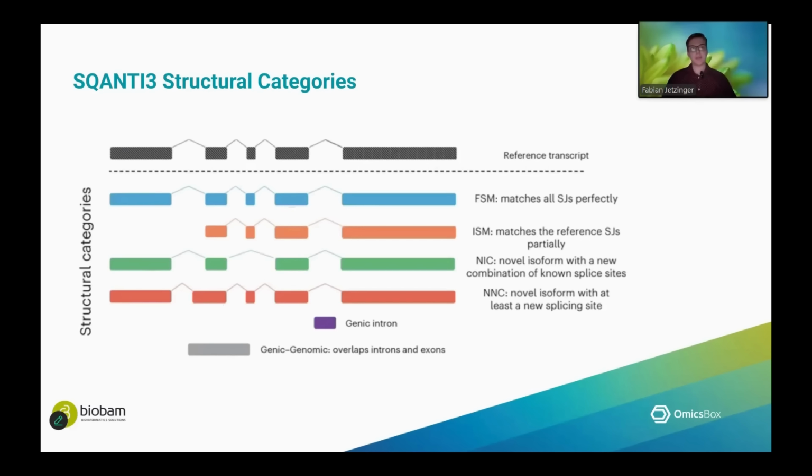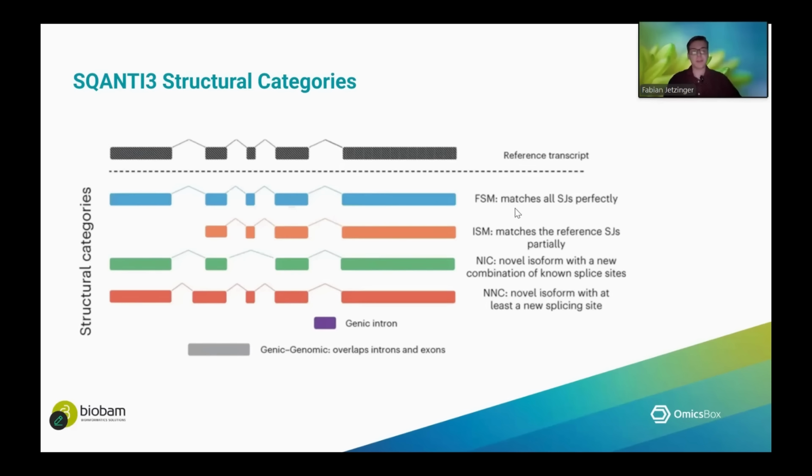So essentially, the goal of the SQANTI-free structural categories is to categorize and characterize the transcripts in your transcriptome when comparing them to the reference. So we can see here in this graphic, we have a reference transcript, and then we have the four main categories of transcripts that we can identify.